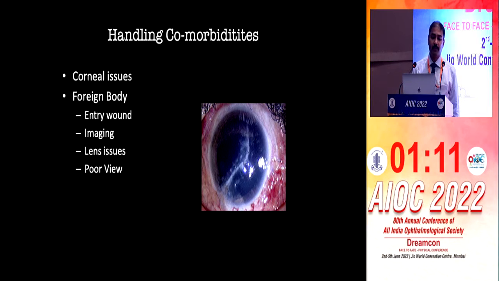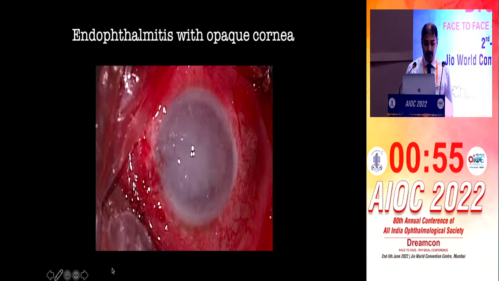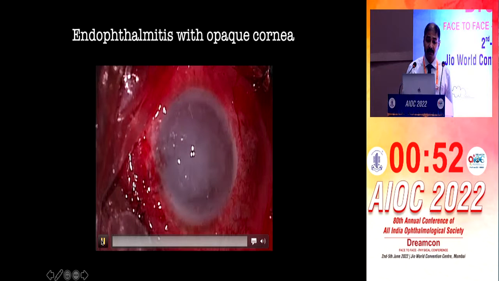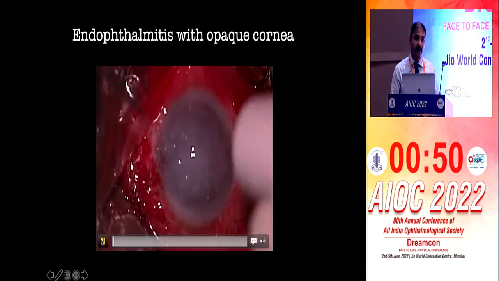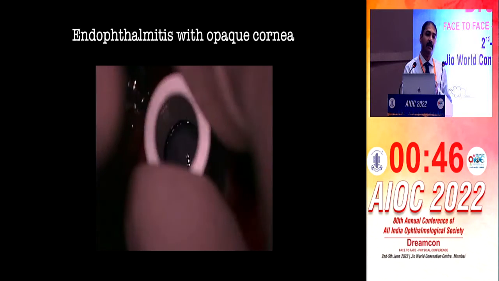Sometimes you have to handle comorbidities like corneal issues, foreign bodies, etc. And one of the worst is the corneal issues. Sometimes you may have a wound that requires suturing. Sometimes you may have edema or infiltration or opacity. And in these eyes, sometimes we use a K-Pro. So this is a video of a patient who, again, a one-eyed patient who has a corneal opacity, or rather I would say infiltration, along with foreign body, RD, and endophthalmitis.